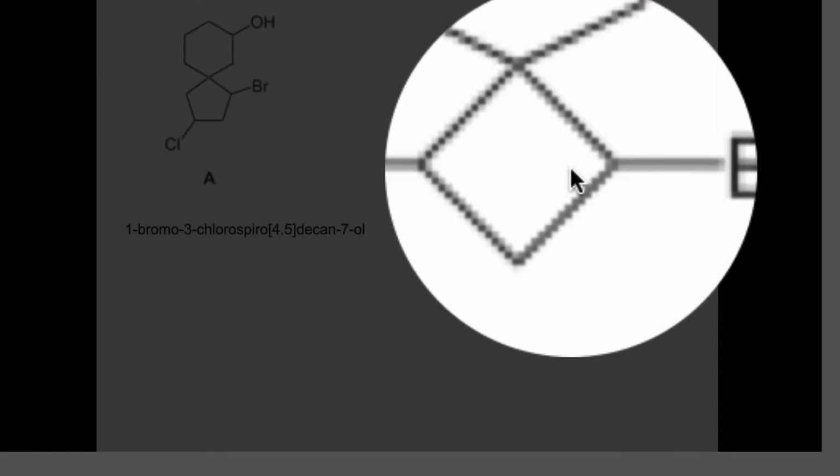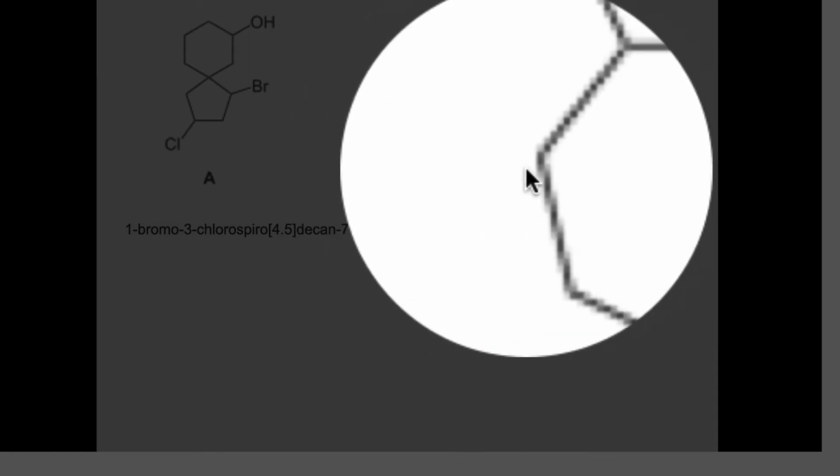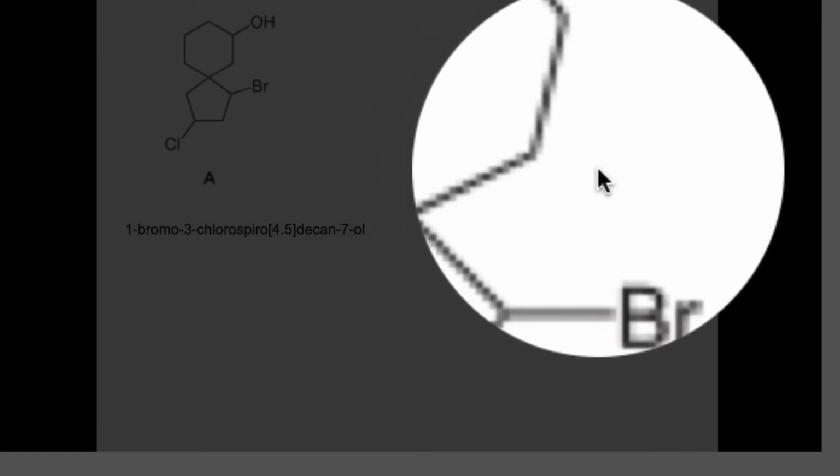We're going to call this a spiro 3-6. 1, 2, 3, 4, 5. Spiro 3-6. Okay. So then we're here at the spiro carbon, and we're going to say, okay, so we're going to start numbering by going this way, clockwise, or we're going to start numbering counterclockwise.